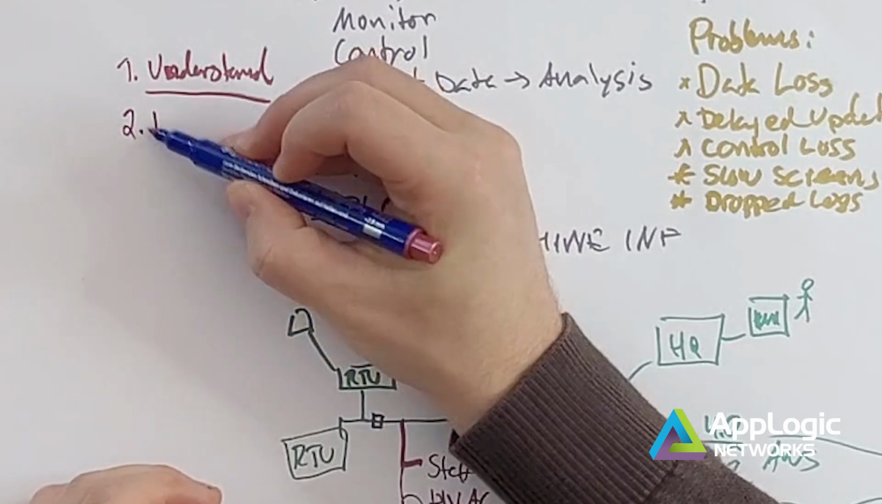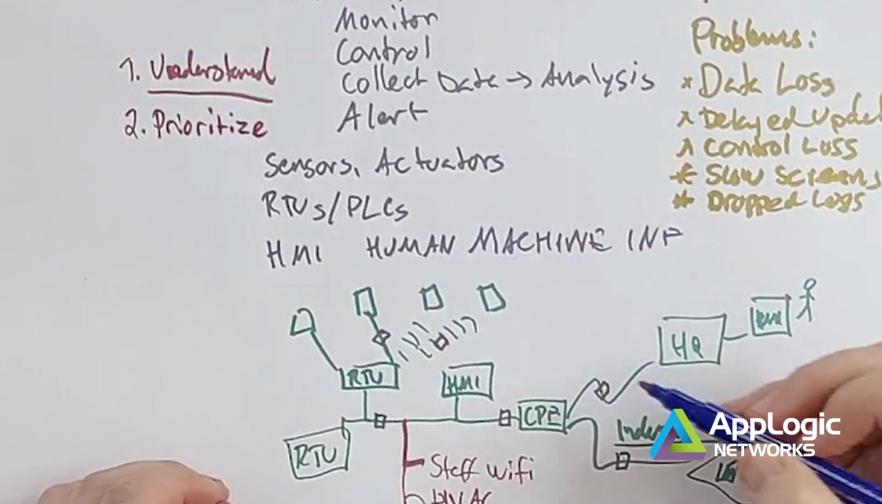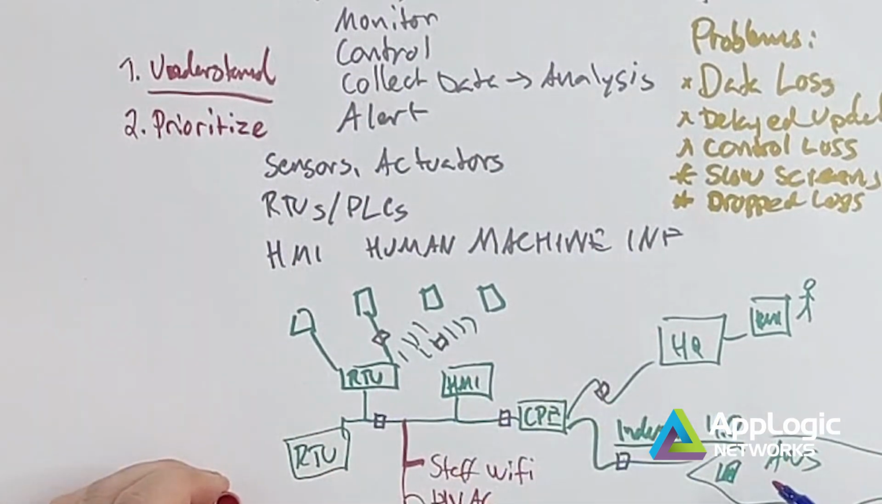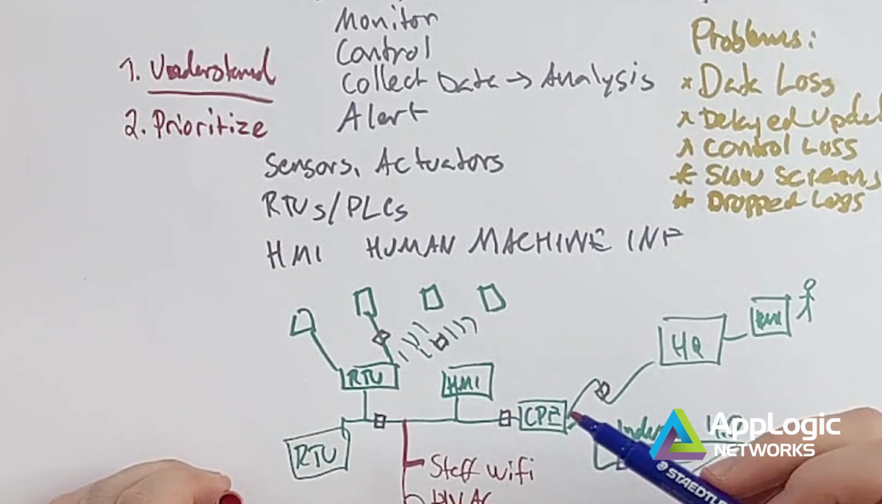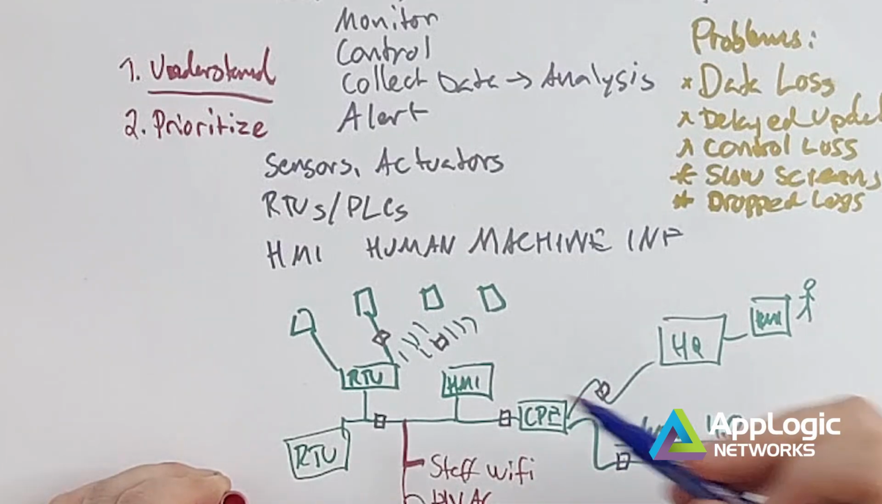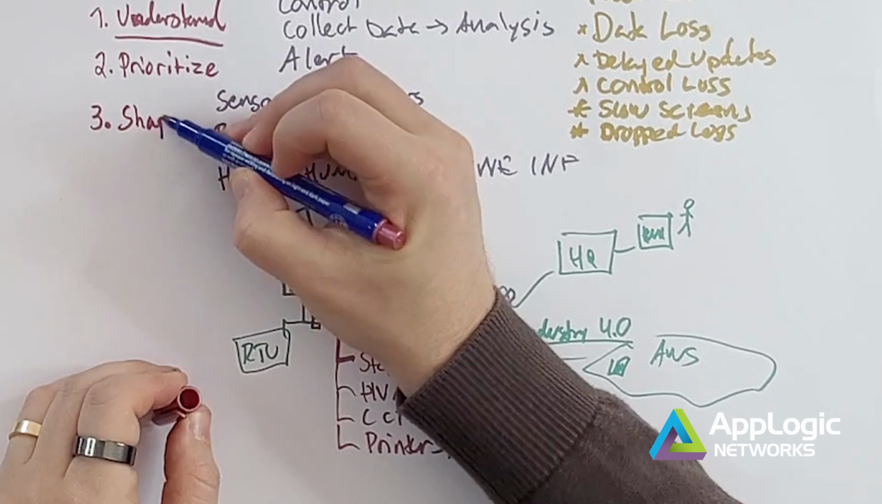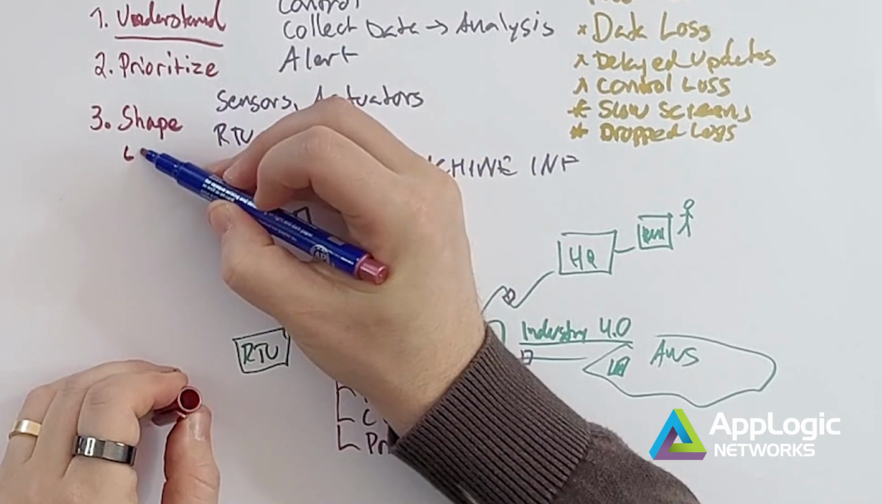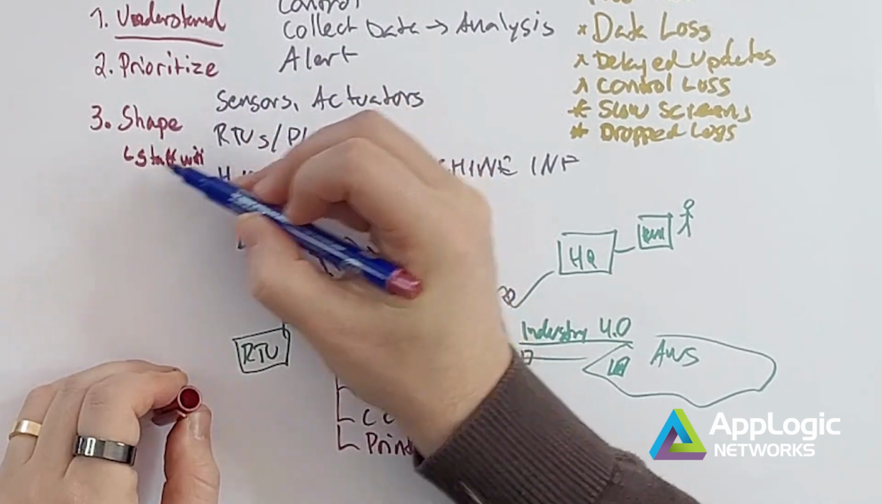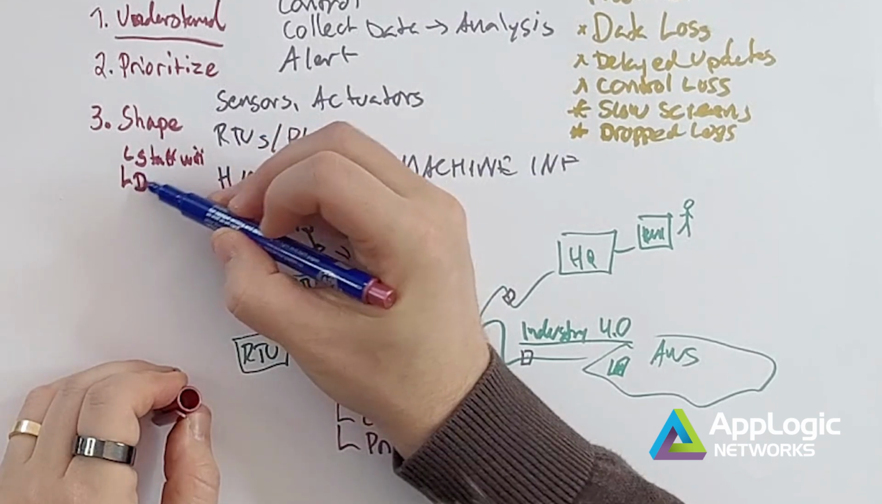Number two, once you understand the network, prioritize the critical things. Prioritize the critical applications, the critical sensor data, the control commands. Don't prioritize large software updates. That can take its time. And three, if you need to, apply some shaping. Maybe on staff Wi-Fi, downloads, whatever else you think is low priority and taking up a lot of your resources. And that is how AppLogic Networks makes SCADA networks better.